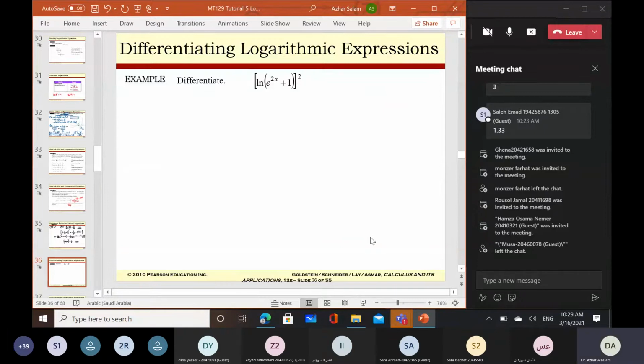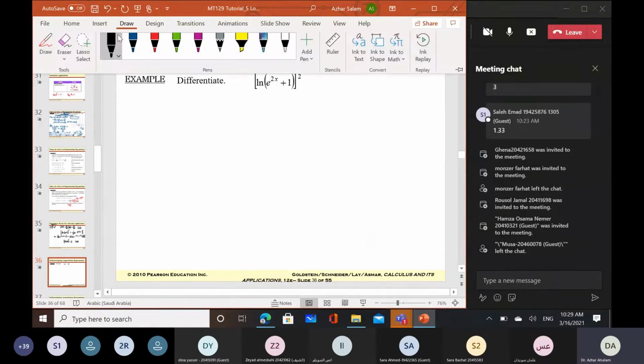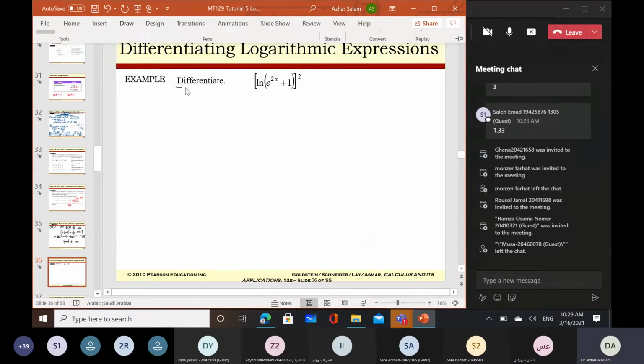So we will apply now an example on the derivative of the logarithmic function. Here, differentiate or find the derivative of this function. Notice here that I have 3 parts of this function. The first part is the power. Okay, this is the first function.